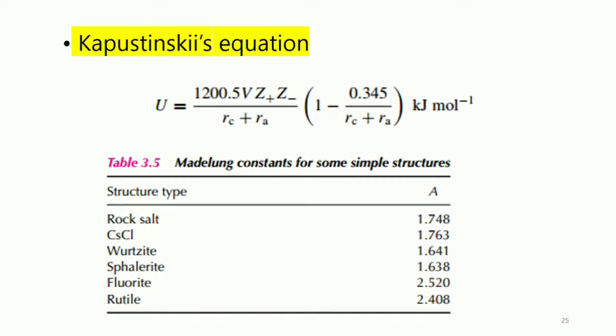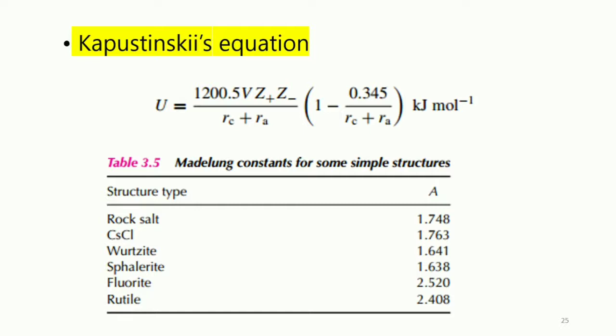Now let's talk about the Kapustinskii equation. Kapustinskii noted an empirical increase in the value of the Madelung constant A as the coordination number of ions increased, for example in the series zinc sulfide, sodium chloride, cesium chloride, and this is shown in this table. Since for a particular anion and cation Re increases with coordination, Kapustinskii proposed a general equation for the lattice energy U, in which the variations in Madelung constant and Re are auto-compensated. He suggested using the rock salt value for A, the Madelung constant, and octahedral ionic radii in calculating Re.